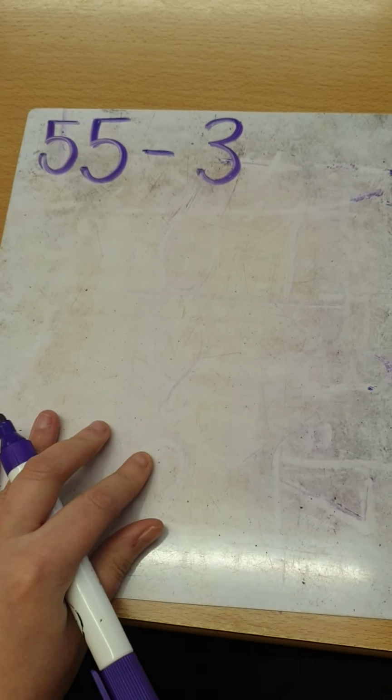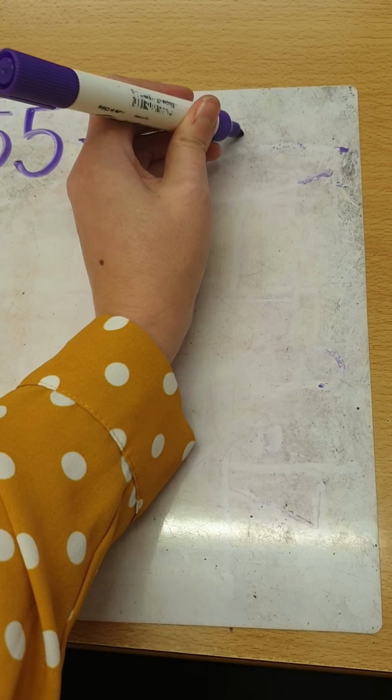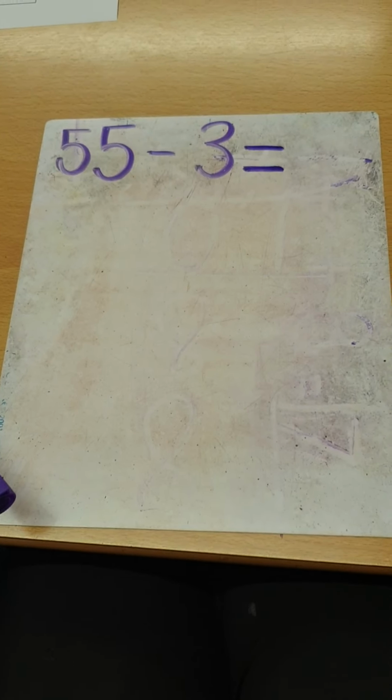So that is essentially what mild is today, and then there is your challenge. You haven't got to start with mild if you don't want to. You could have a look at spicy as well. So here's spicy. I've got 55 take away 3, and then Miss McGrath's missed her equals, so I'm going to add that really quickly. 55 take away 3 equals.